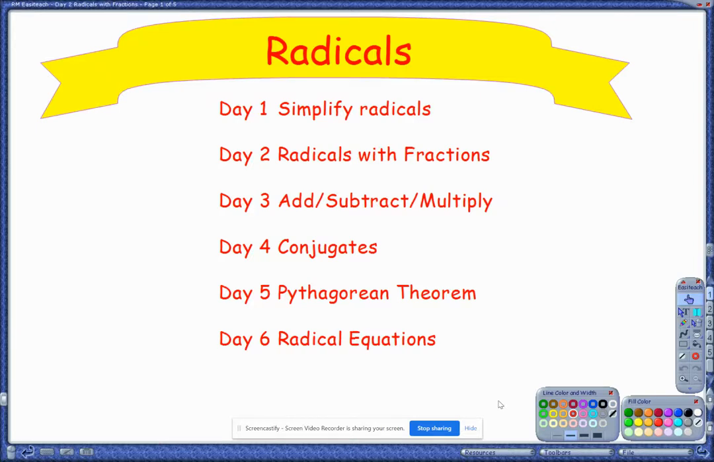Guys, today we're going to do day 2 with radicals. We're going to learn how to deal with radicals that have fractions in them or fractions that have radicals in them, either way. So let's begin.